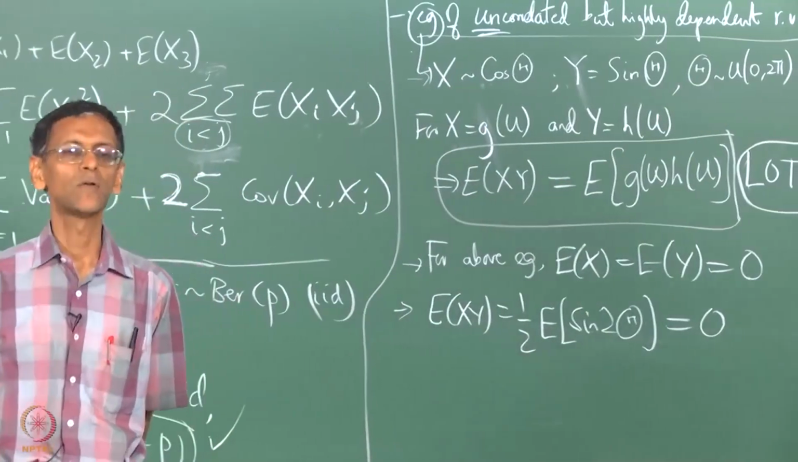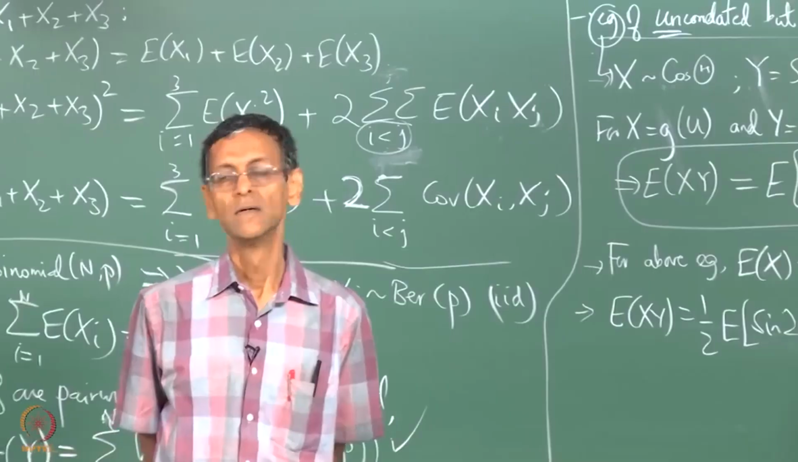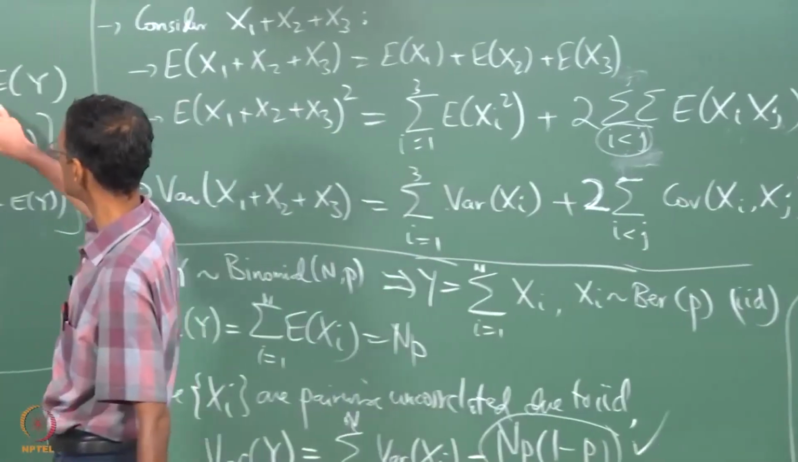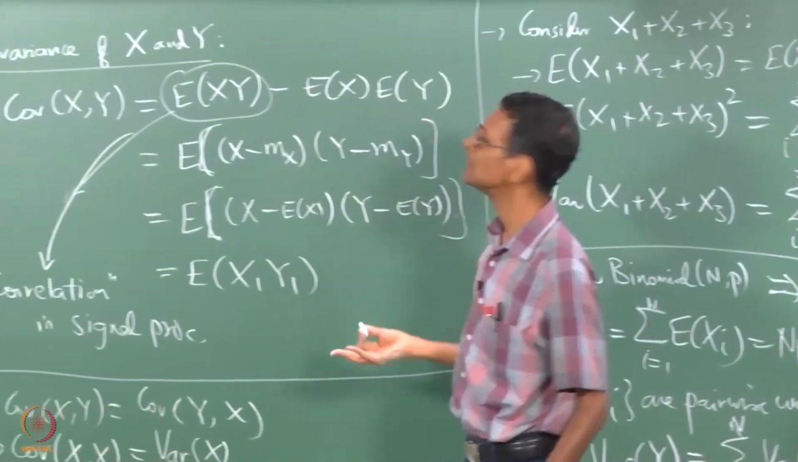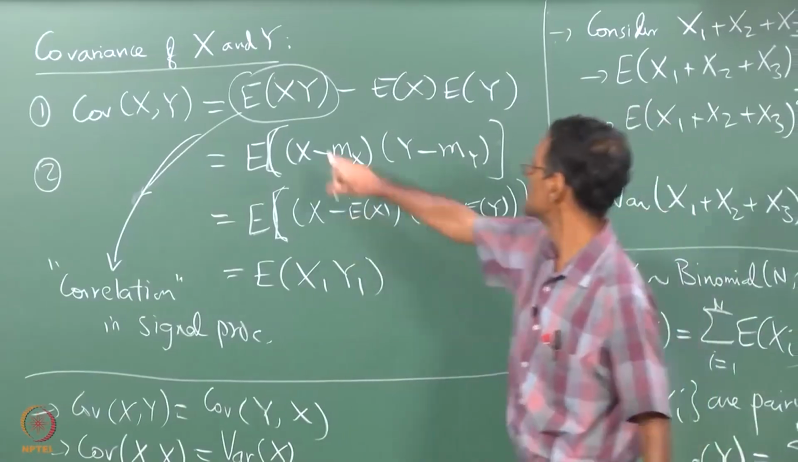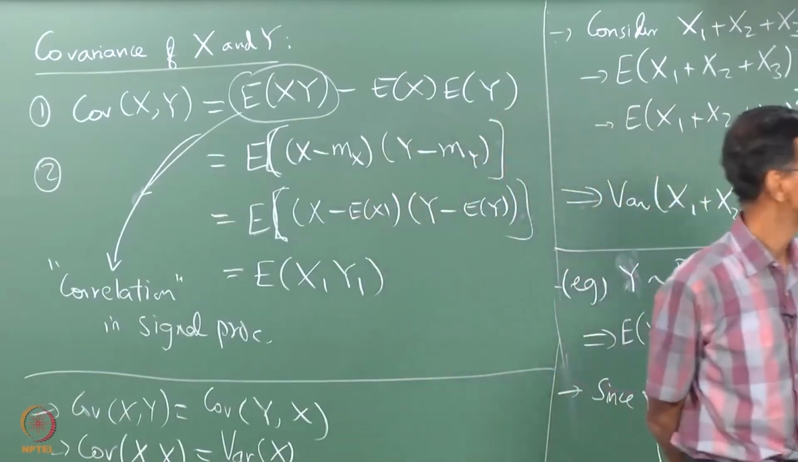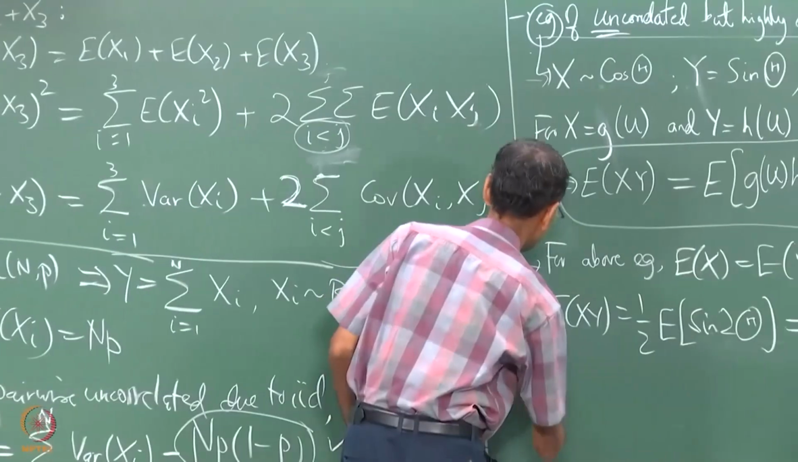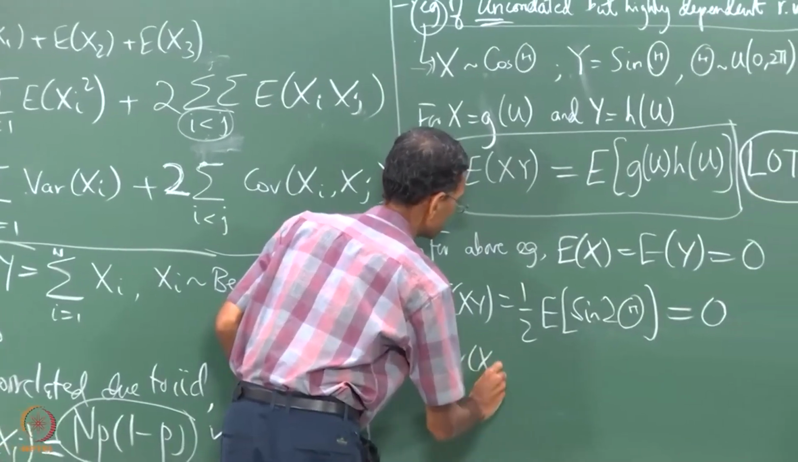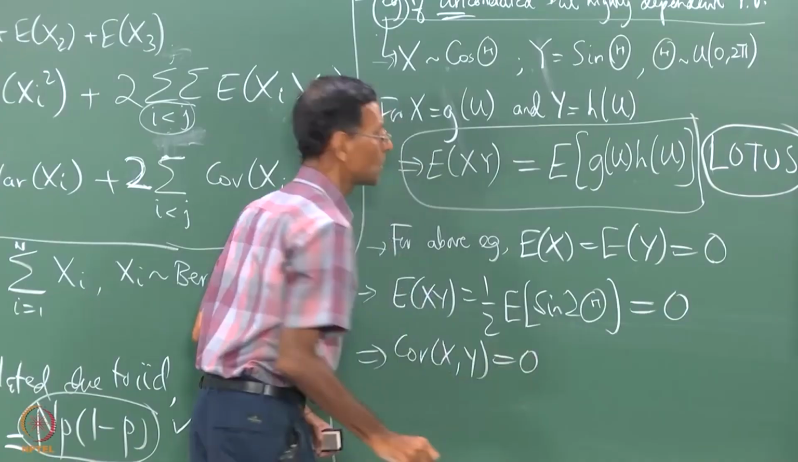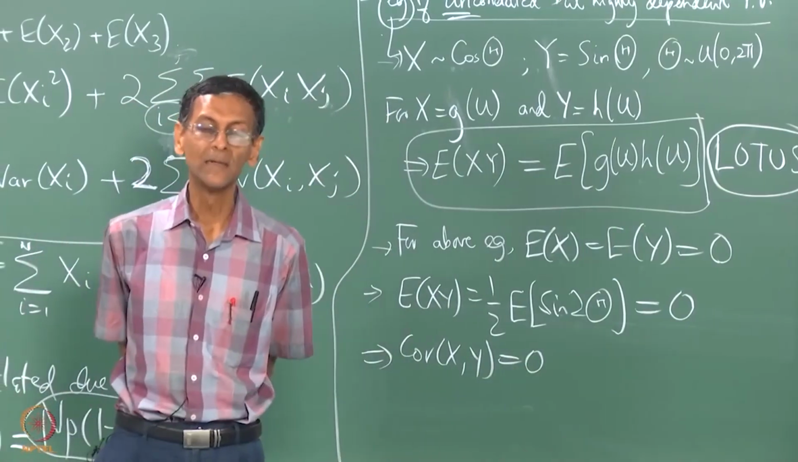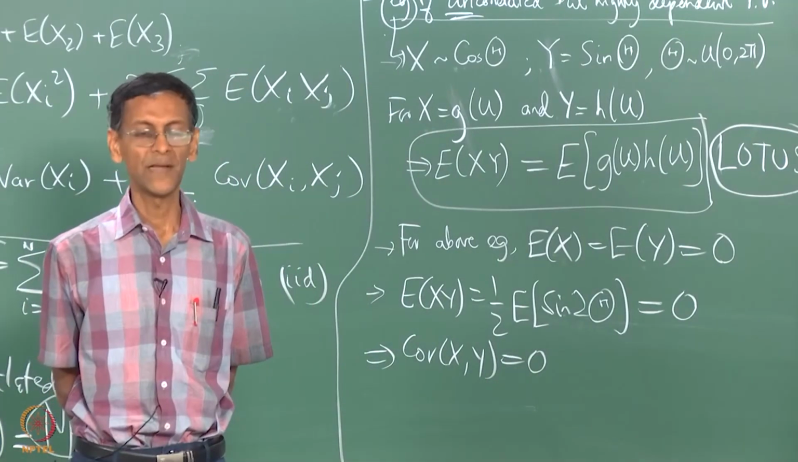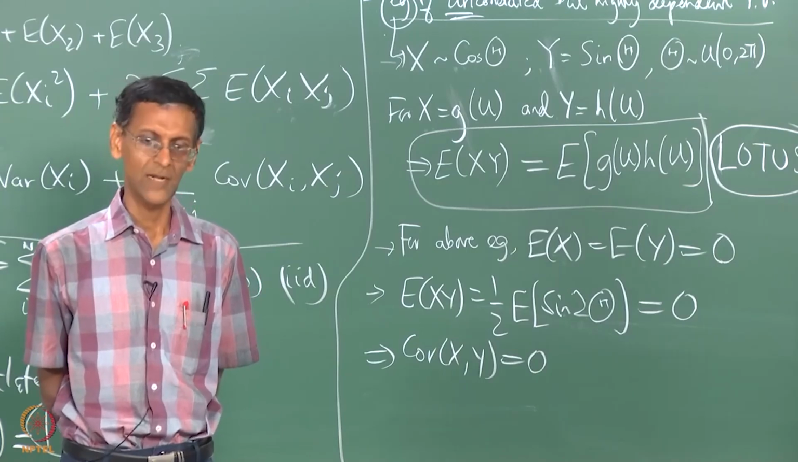So what can you say about x and y? You go back and apply this formula, what do you get? You get 0, no? This is 0, this is also 0. So hence in this case x and y are highly dependent but uncorrelated, or you should say uncorrelated but highly dependent also.